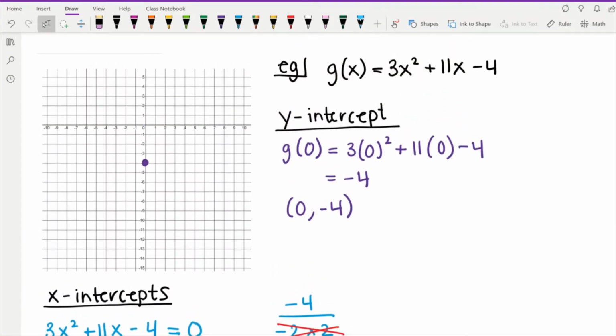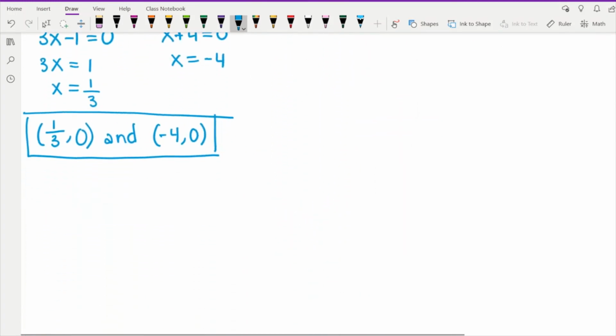Okay, so let's put those points on here. So (1/3, 0) is going to look something like this, and (-4, 0) is going to be here. Maybe I'll move that a little more to the left. This might look weird for now. It might not seem like it looks like a parabola. It looks like it's going to be crooked, but we don't know where the vertex is yet. Depending on where the vertex is, that will help us see what this picture looks like. So let's find the vertex.